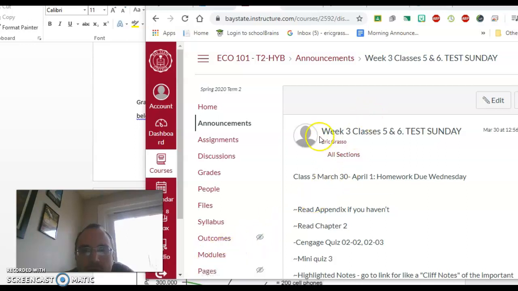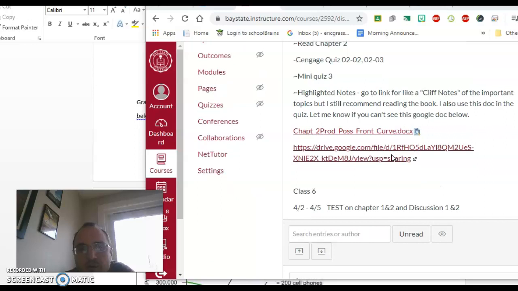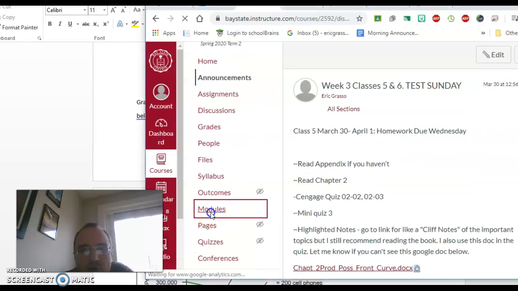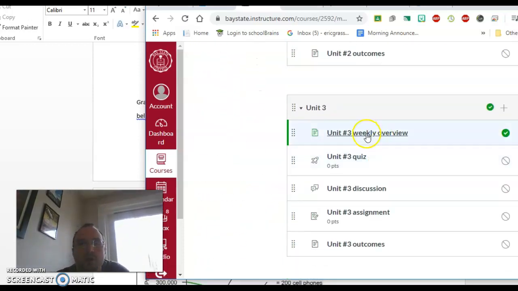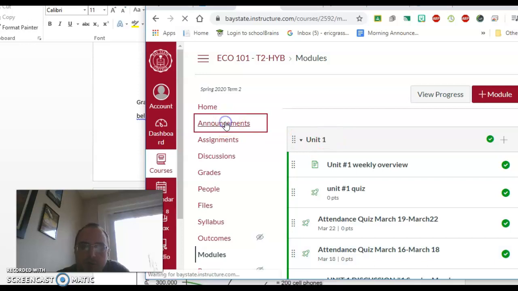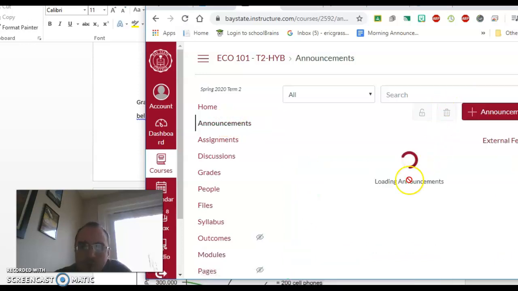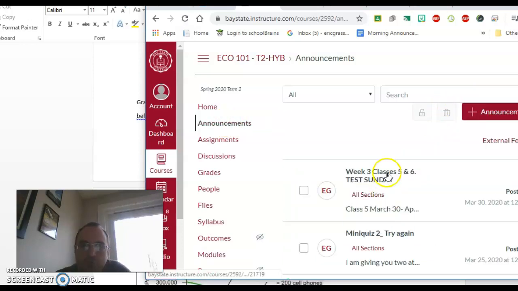You can find your agenda not only in announcements, I always try to put it under Module. Under a module, weekly overview, I just copy and pasted what was in there and put it in announcements, just to go over it. I want to show you what you're expected to do for the next 2 classes.